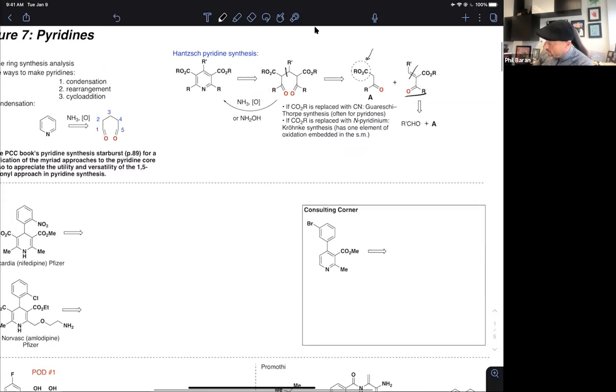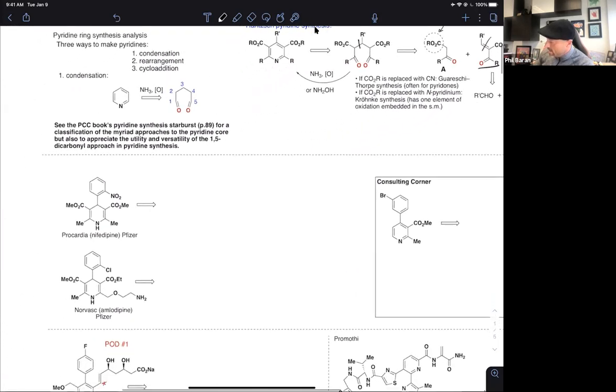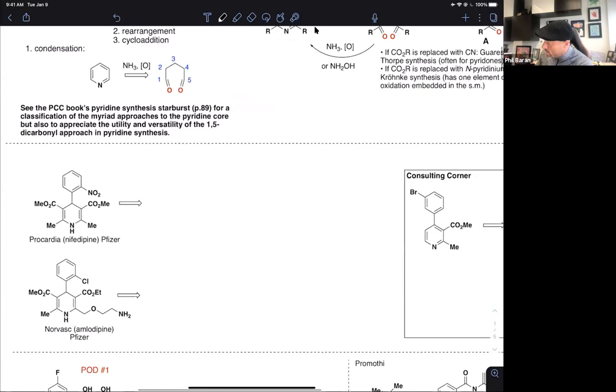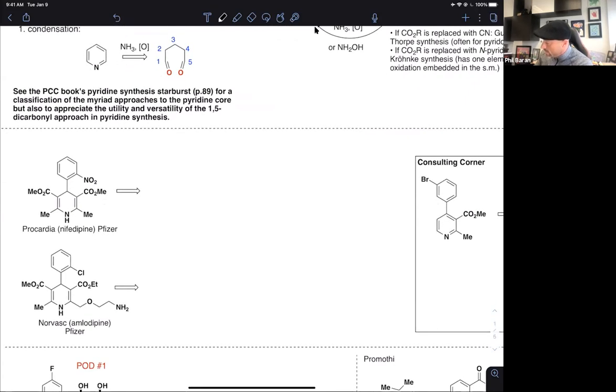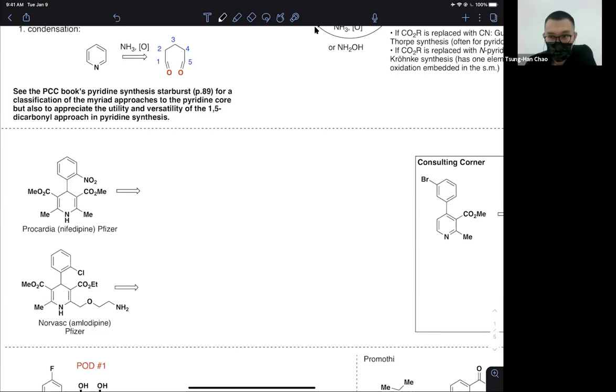So with that, let's take a look at how in the past industry has capitalized on the Hantzsch to make some very useful compounds, including these two, which for a time, and they may still be for all I know, billion-dollar drugs. So based on the logic we just saw, maybe Sunghan can drive us through a quick synthesis of Procardia. What building blocks do we need?